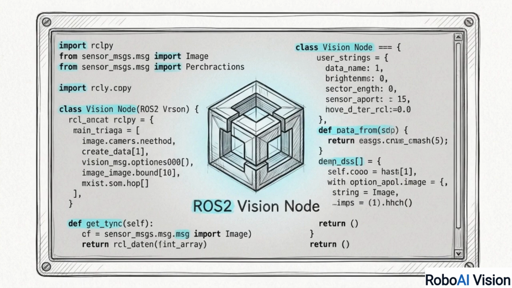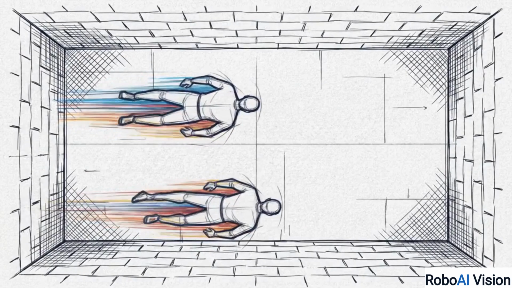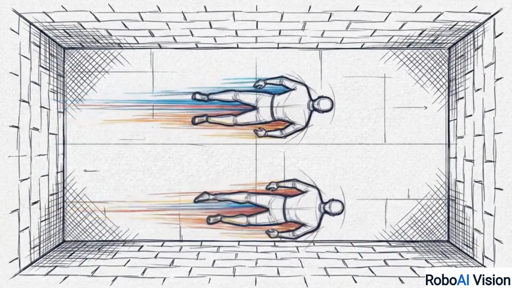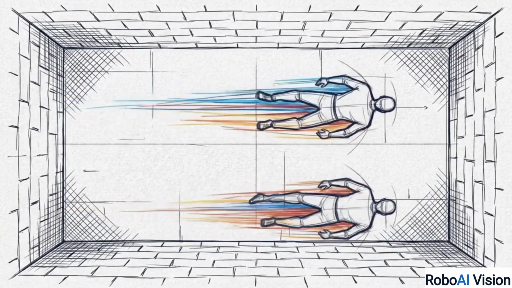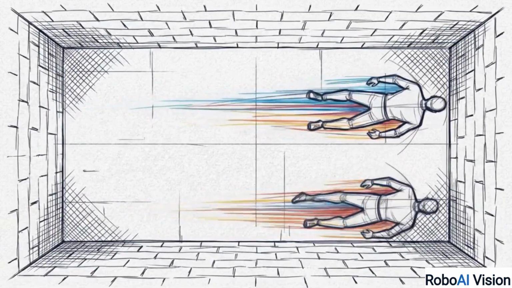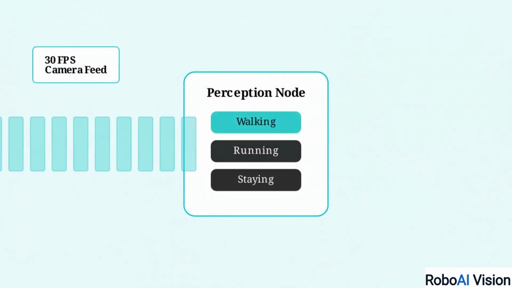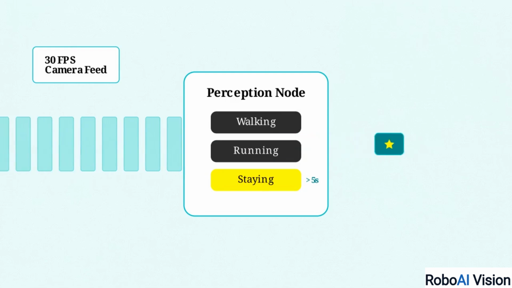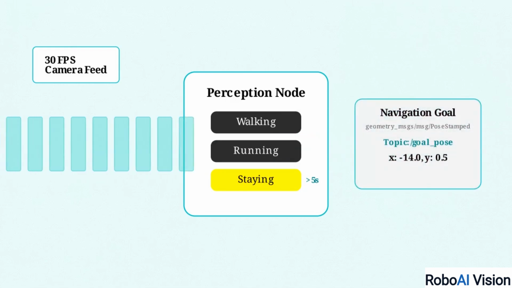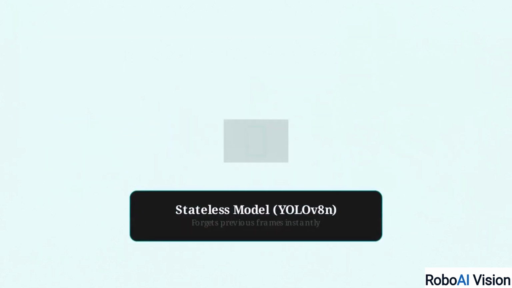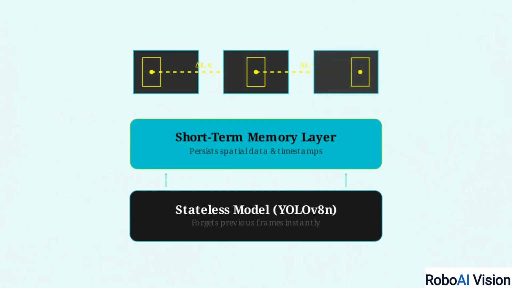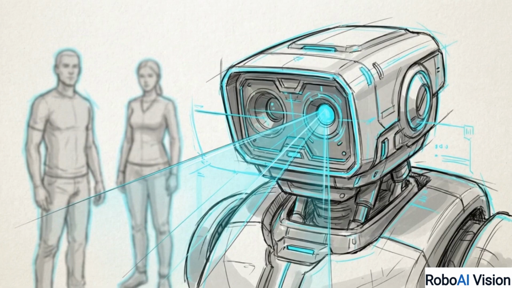To bridge this gap, we implement a custom ROS2 vision perception node. This node subscribes to a live overhead camera feed running in a Gazebo simulation, tracking the movements of human actors within the environment. Its primary function is to ingest a continuous 30 frame per second video stream and output discrete navigation commands. By engineering a layer of short-term memory on top of a strictly stateless model, the robot gains the context required to make complex decisions entirely on its own.